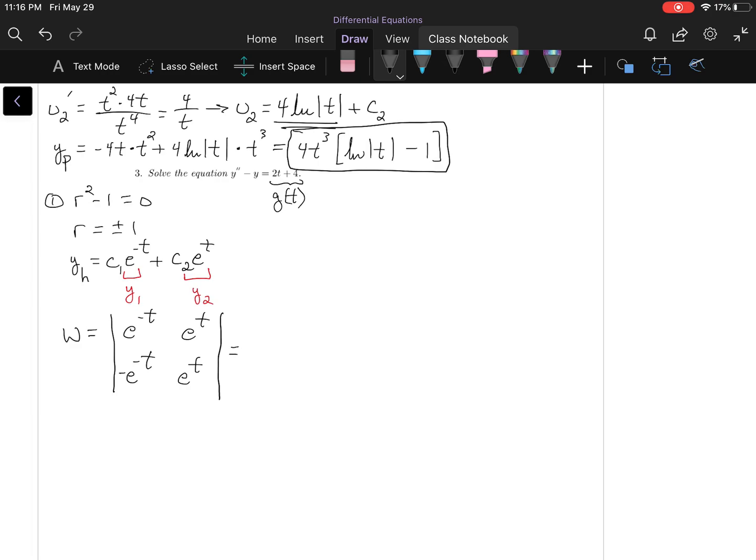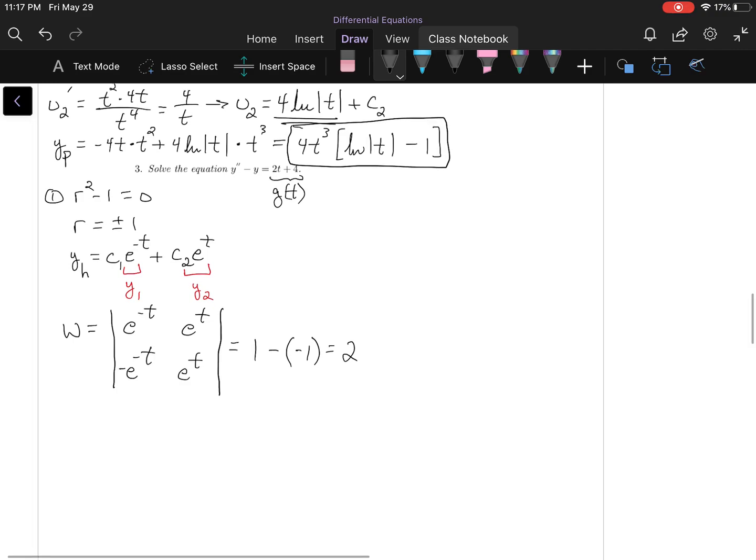When you get the determinant, you're going to have e to the 0, which is 1, minus a negative e to the 0, which is going to be negative 1. And this works out to be 2. You have to be careful, because if you lose a negative sign or do something else wrong, you may get 0, which is a bad sign. But in this case, it shouldn't be 0.